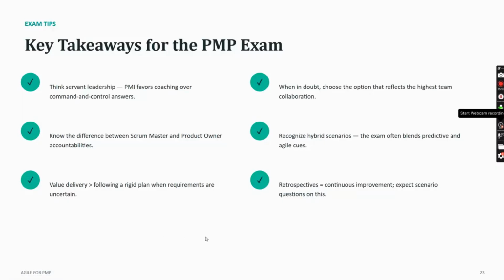Key takeaways for this: think servant leadership, and know the difference between Scrum Master, Product Owner, and accountabilities, value delivery. Whenever you see collaboration, that is an agile methodology. Recognize hybrid scenarios and retrospective, which is continuous improvement; expect scenario questions on this. This will help you with exam tips. You can take a screenshot and learn.